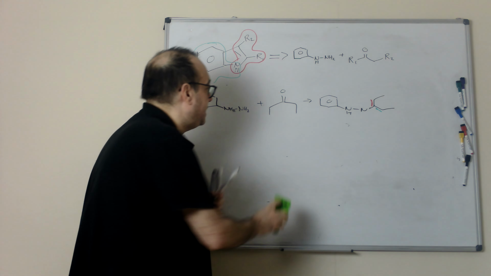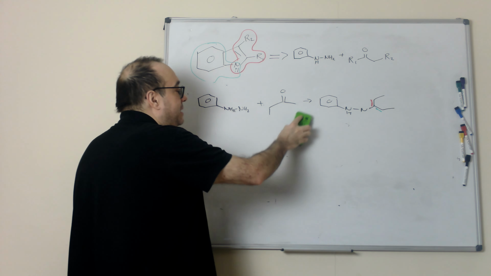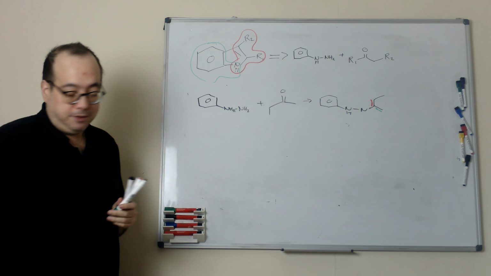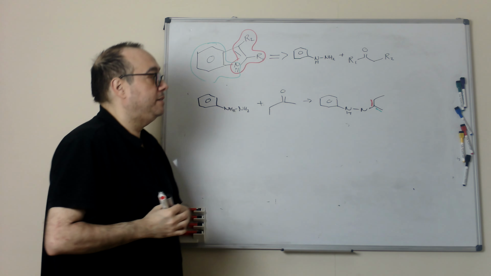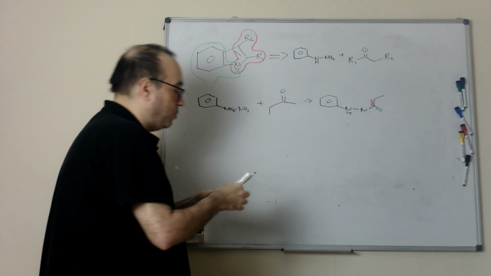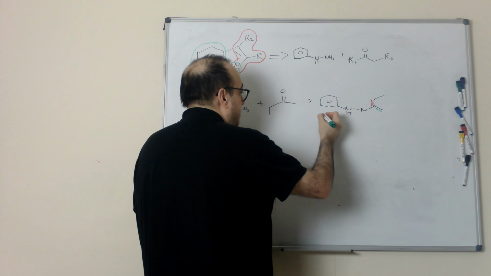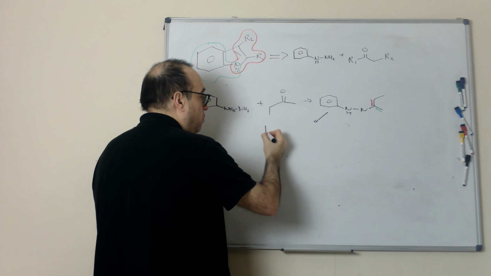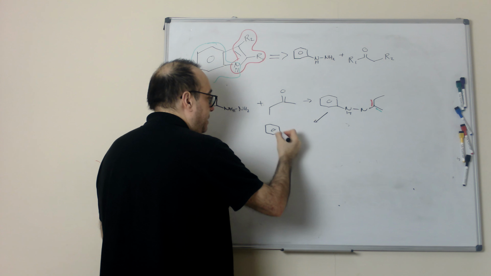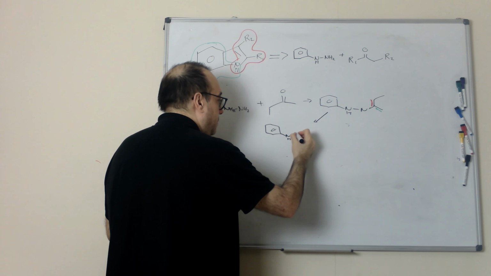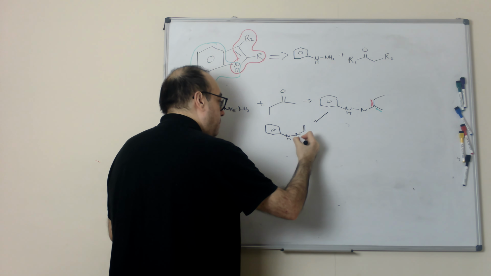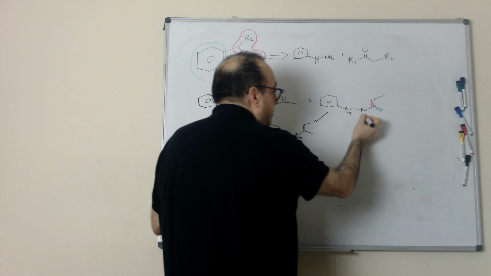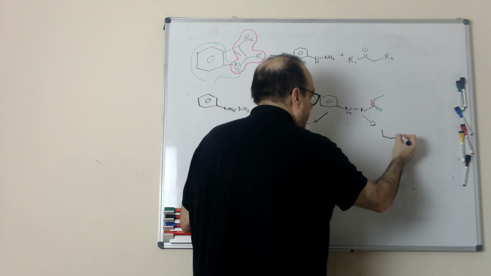But what happens if instead of this ketone, we are using this ketone? Clearly now, we have two different enamines. I will draw the first one and the second one here, each one will lead to one product. This is the first enamine. And this will be the second enamine.